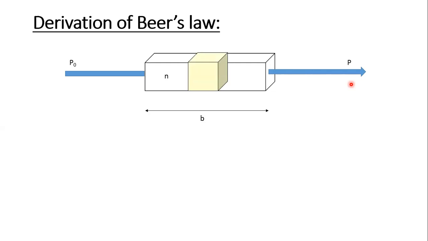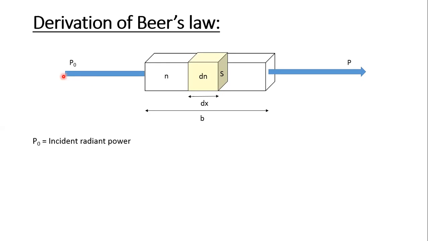Now consider a small cross section of this absorbing medium with a thickness of dx. S is the cross-sectional area of this particular section, and dn is the number of absorbing species in this section. So n is the number of absorbing species in the whole block, whereas dn is the number of absorbing species in this small block.